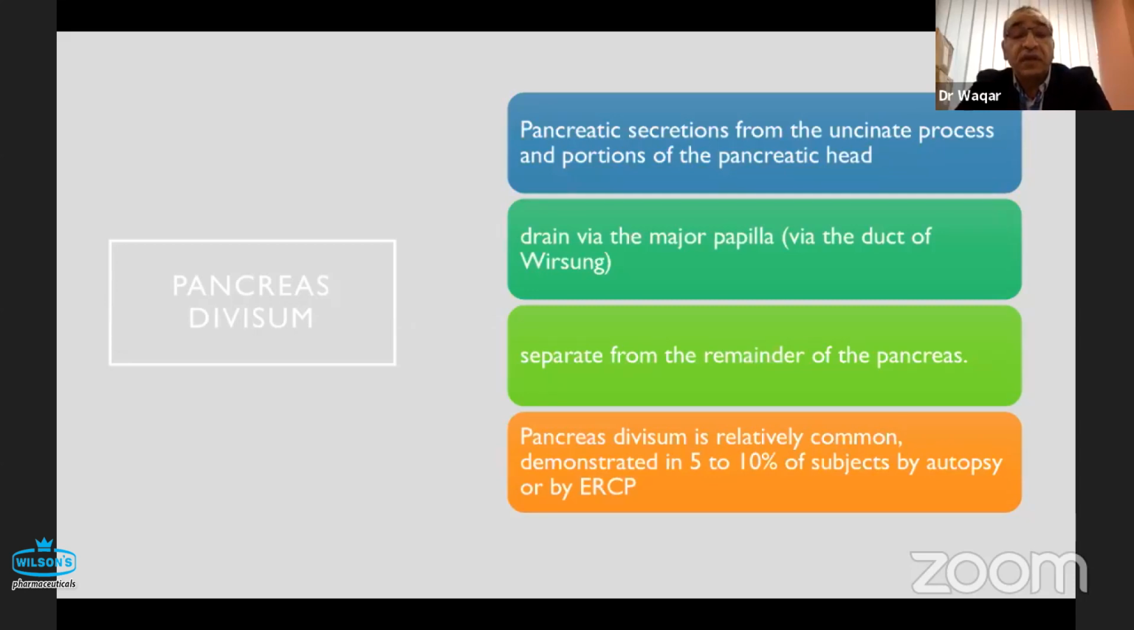So, as a result of the pancreas divisum, pancreatic secretions from the uncinate process and portions of the pancreatic head drain via the major papilla, via the duct of Wirsung, and it is separate from the remainder of the pancreas. It is a relatively common condition. Most of the time, the patient is asymptomatic. In certain circumstances, they may present with recurrent pancreatitis.